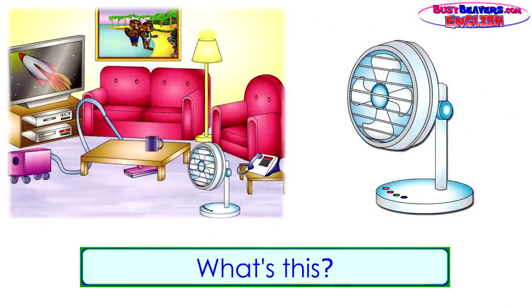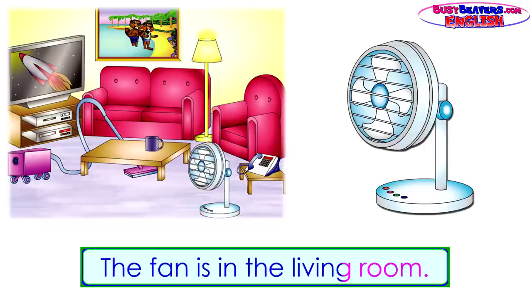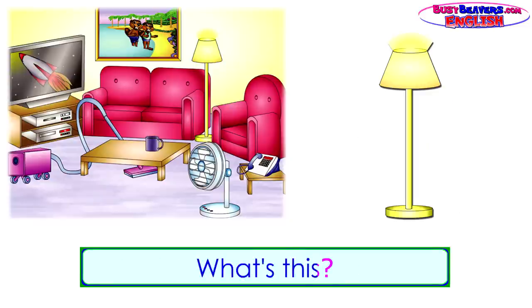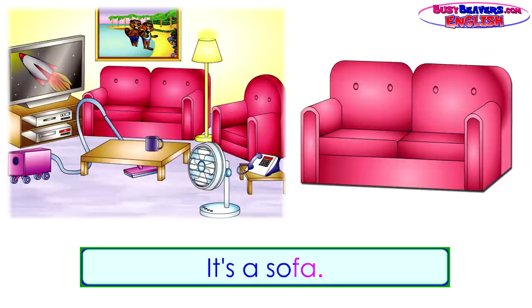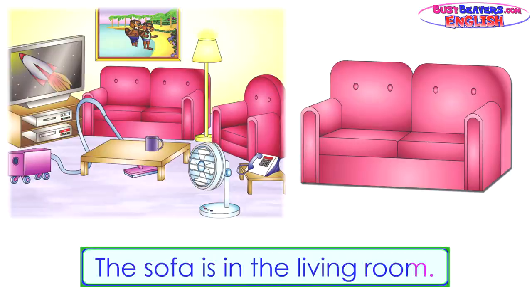What's this? It's a fan. Where is the fan? The fan is in the living room. What's this? It's a lamp. Where is the lamp? The lamp is in the living room. What's this? It's a sofa. Where is the sofa? The sofa is in the living room.